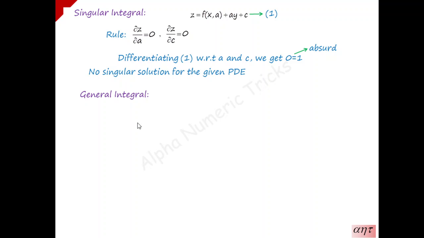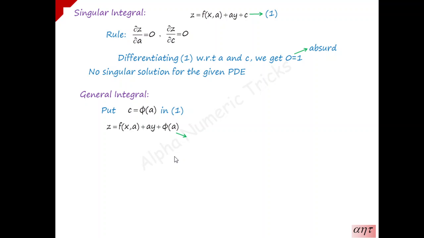F of x comma p comma q is equal to 0. As usual, for the general integral you have to reduce two arbitrary constants to a single arbitrary constant by the substitution of one function, that is, one constant to be a function of the other one, that is, c is equal to phi of a. Substituting this in the complete integral 1, we get z is equal to f of x comma a plus ay plus c replaced by phi of a.